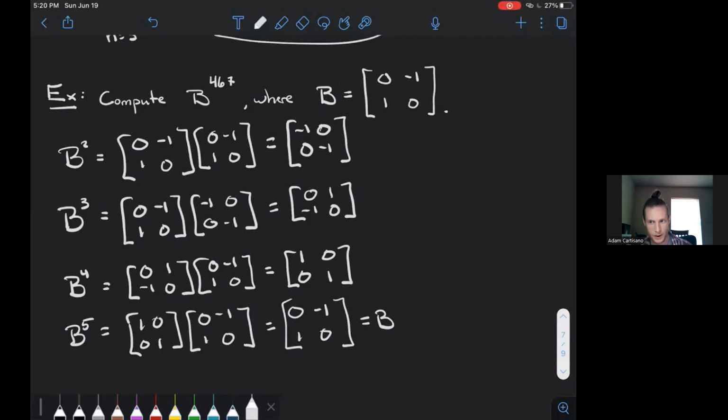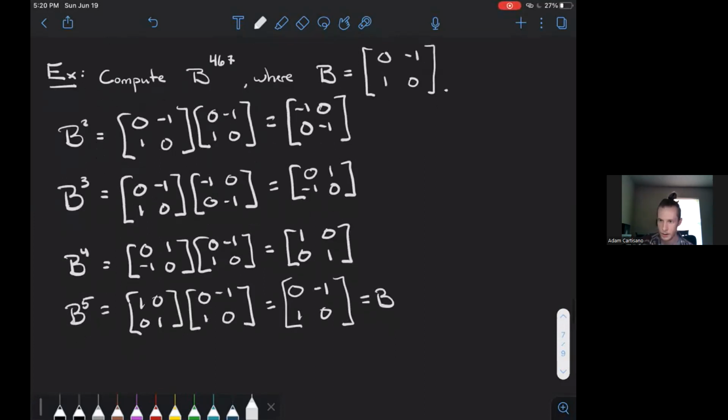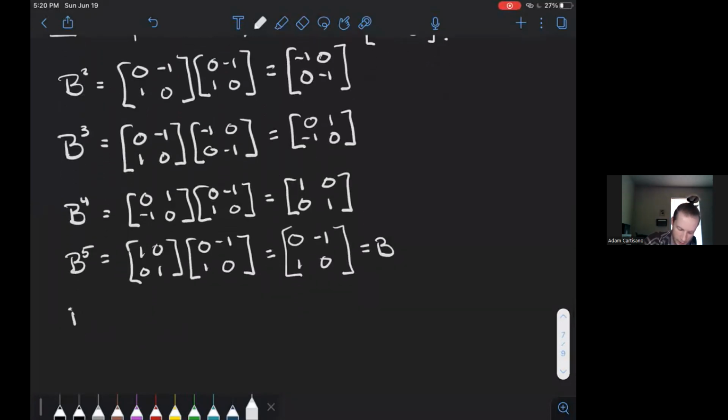But hang on. That means if b to the 5th is equal to b, then b to the 6th is equal to b to the 5th times b, which is equal to b times b, which is b squared. But I know b squared. It's this guy. Yeah, we've got a pattern here. Every 4 powers, we get back to the original.